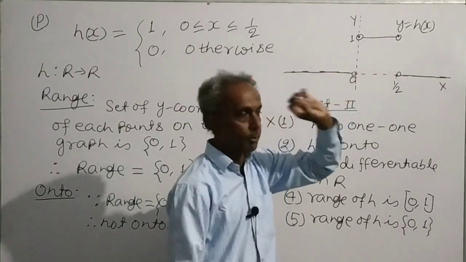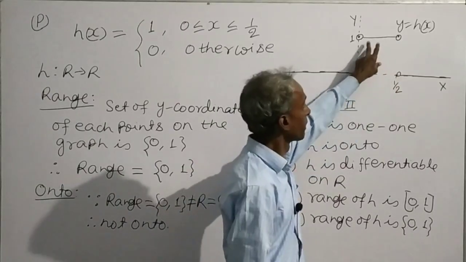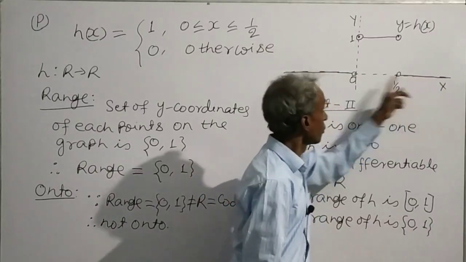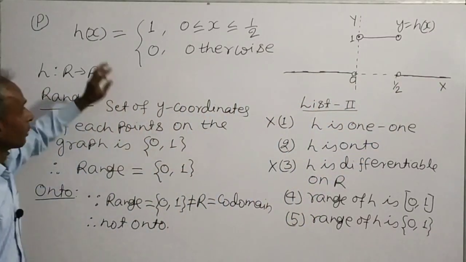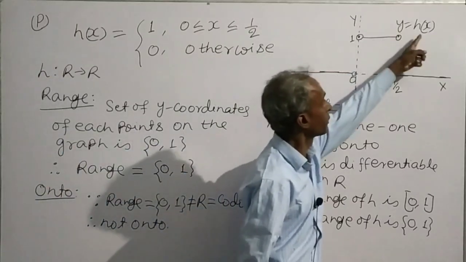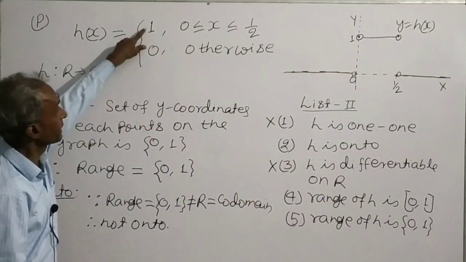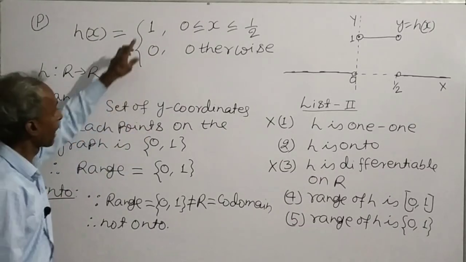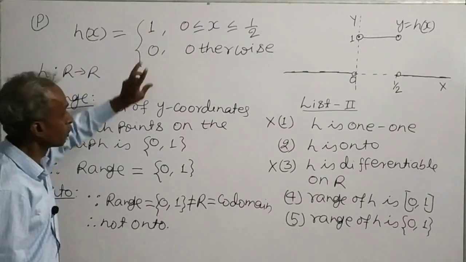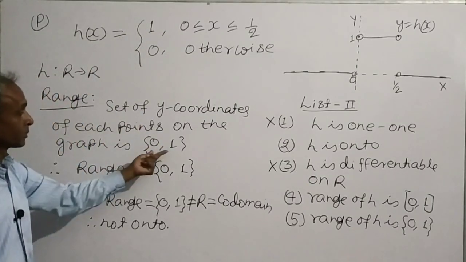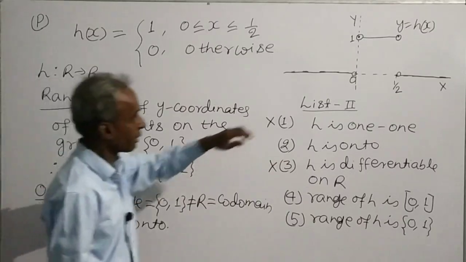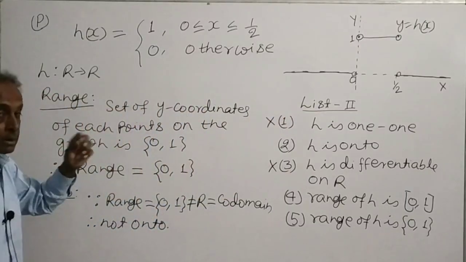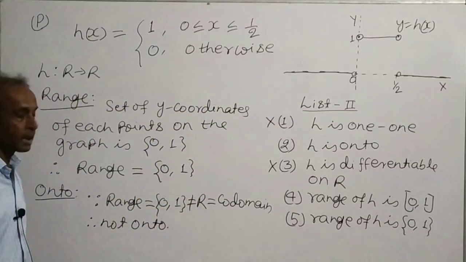The y coordinate of each point on the graph is either 1 or 0. In the graph of y equals h(x), h(x) is either 1 or 0. That means the y coordinate of each point on the graph is either 1 or 0, only these two numbers, not any other number. 1/2 is here, but 1/2 is not the y coordinate of any point on the graph.